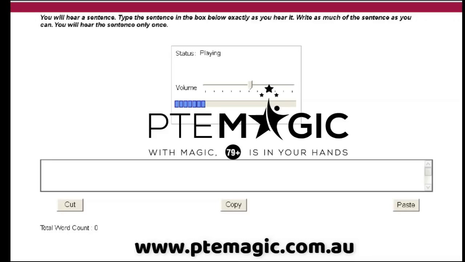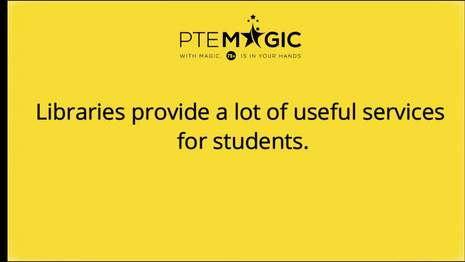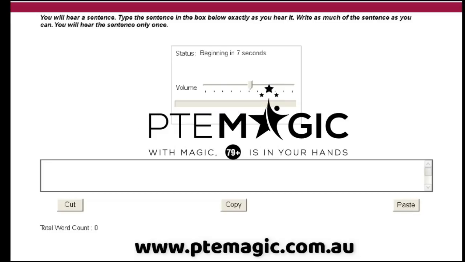Libraries provide a lot of useful services for students.